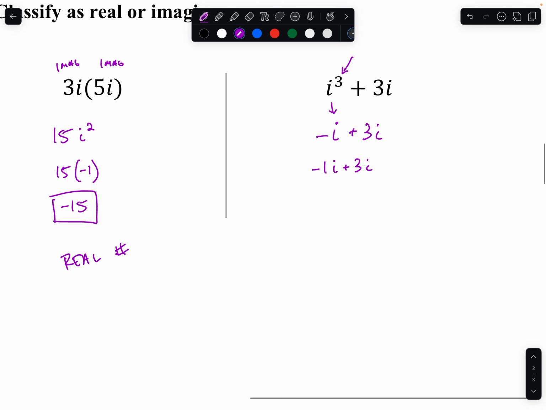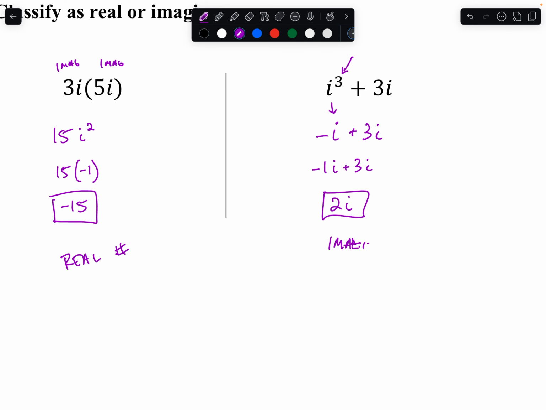So I can add these together just kind of like x's, right? So negative 1 plus 3 is 2i. And that's an imaginary number because it has i in it.